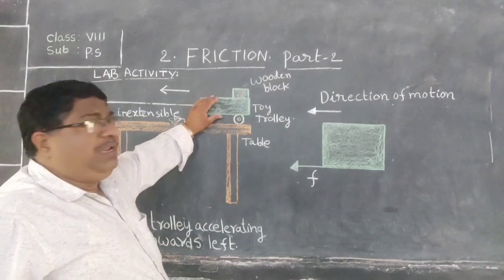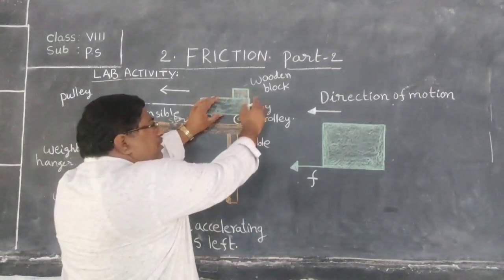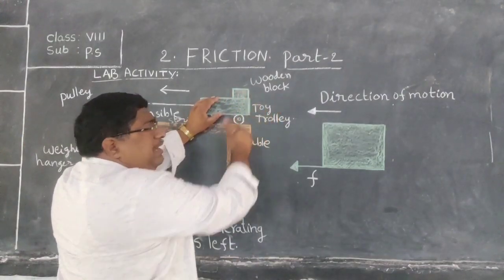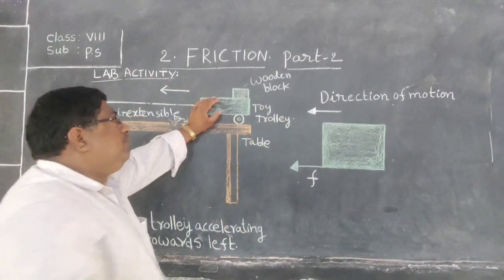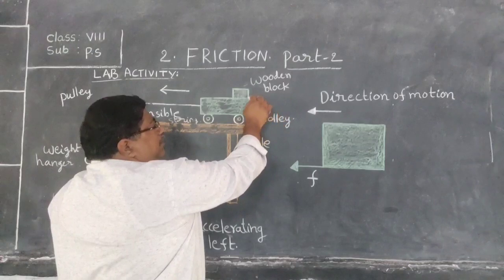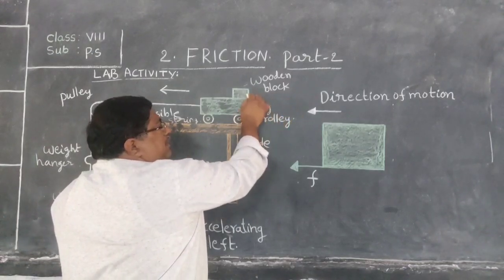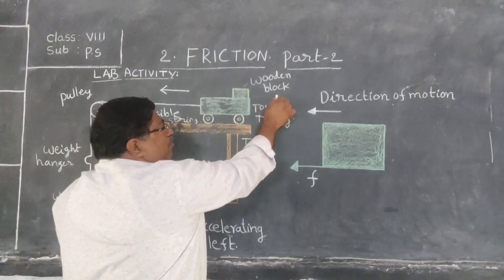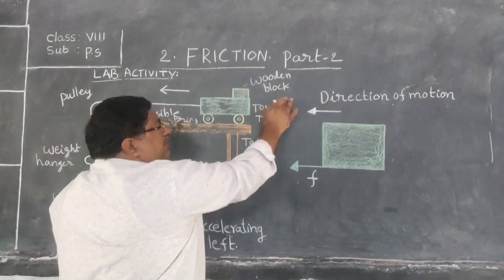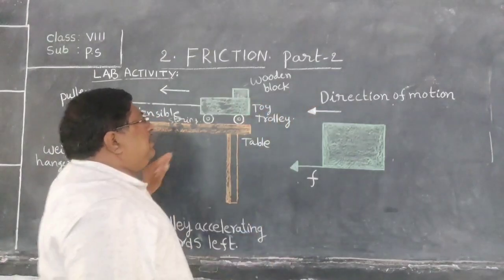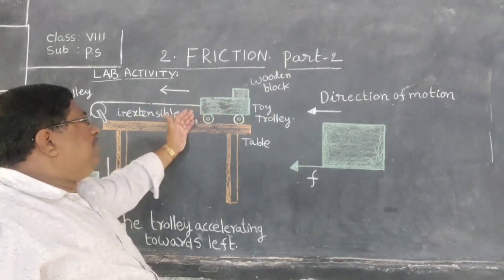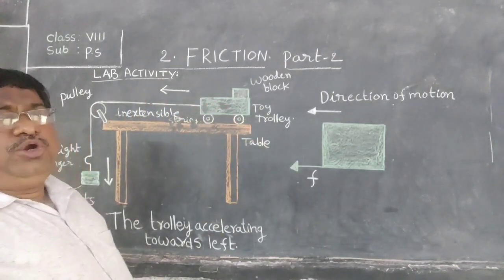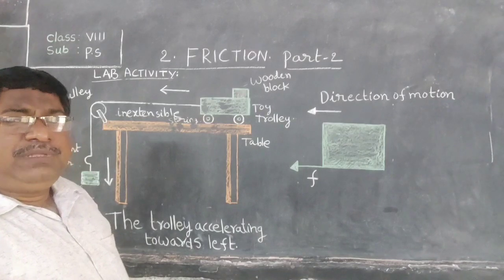Here it is small only. You don't think that it will fall down. You can take a big diagram, a big triangle. Up to this much big triangle, the block will move from the left side towards the right side. Now the block is moving towards the left side along with the toy trolley.